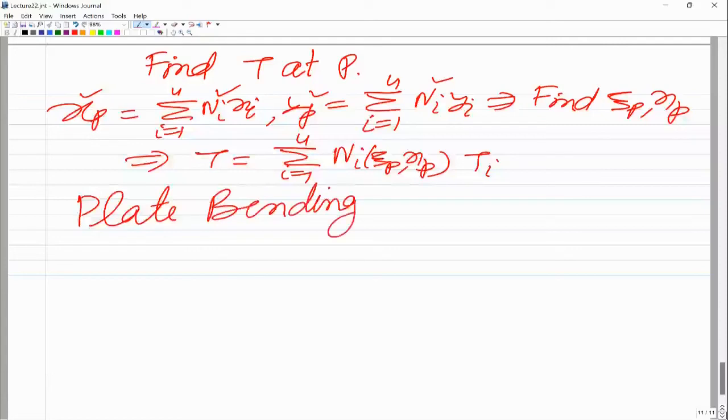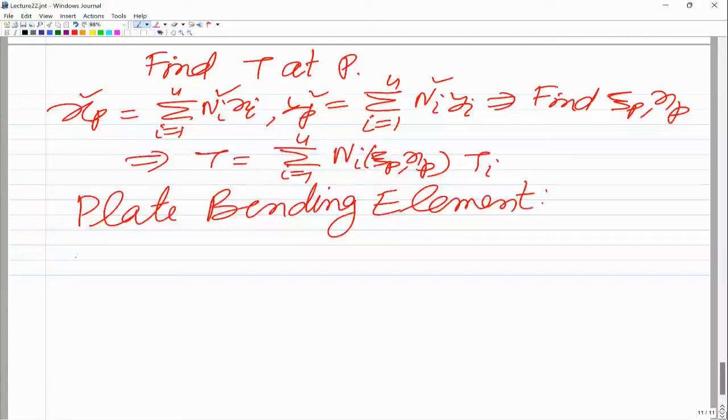So next is plate bending elements. I think I will discuss only one element. I could discuss the classical plate bending element and first order shear deformation theory based plate elements, but I will discuss only one, the first order shear deformation theory based plate bending element. That's what I'm going to discuss.